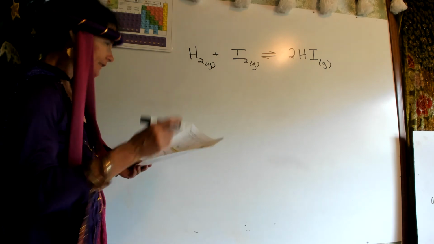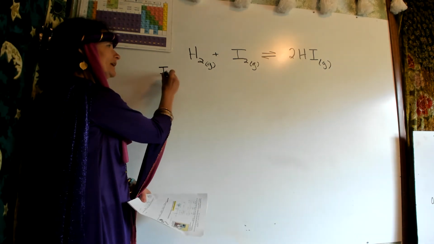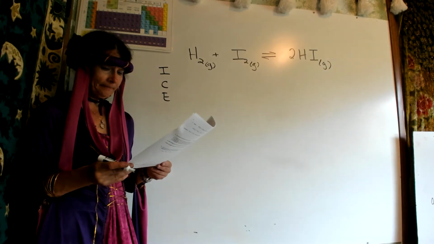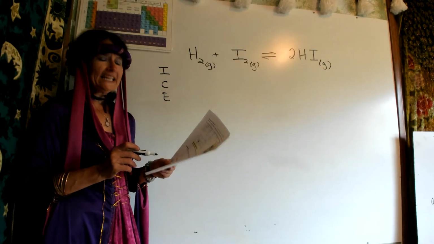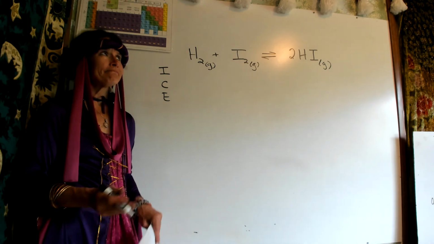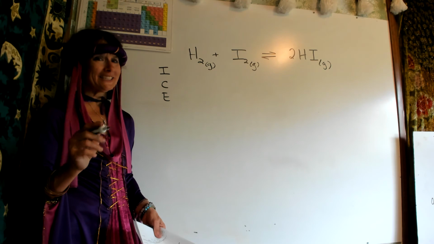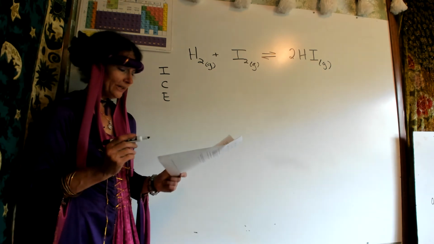All right, and we're going to make a chart. So initially you might write ICE. There is another way you know it's a Q problem. It will say, is the system at equilibrium? Or what happens to reach equilibrium? That's also a clue that tells you it's a Q, is how these questions are worded.